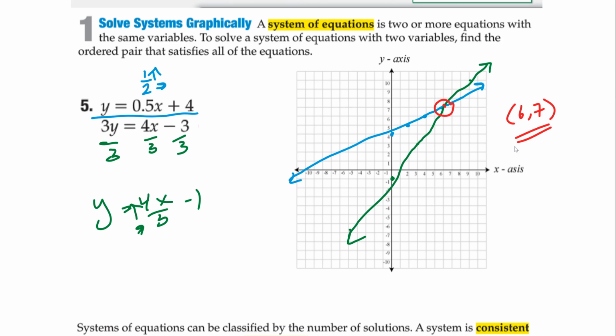So that's the graphing method. It works, it's just you have to be very accurate to graph, and if they cross not at a nice point, then you're kind of screwed. So not the best way, but it does work. So that's solving by graphing.